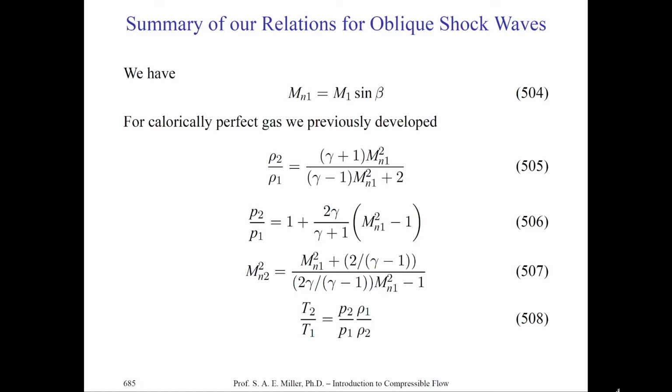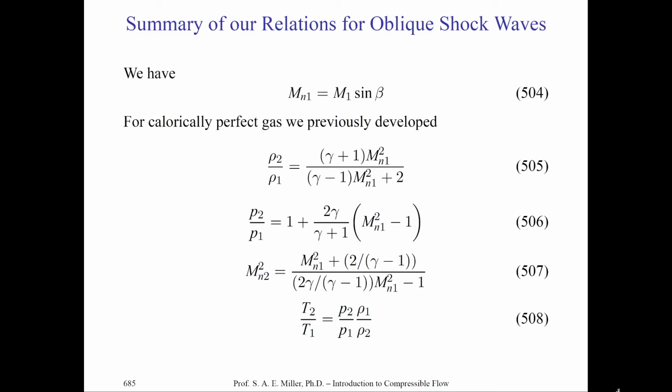You can also then easily find, using the ideal gas law, the ratio of temperatures across the shock by writing the ratio of pressures across the shock times the inverse of the ratio of densities. T2 over T1 is P2 over P1 times rho 1 over rho 2, which I wrote in equation 508. Of course you can also find P2 and rho 2 and directly use the ideal gas law to find T2. Or you could use ratios like in 508, or if you want to write it as a function of Mn1, you can substitute 505 and 506 into 508 and find an equation in Mn1 and gamma, which will give you only T2 over T1.